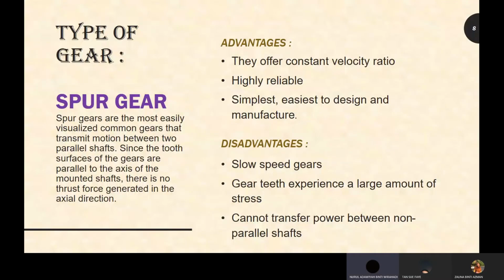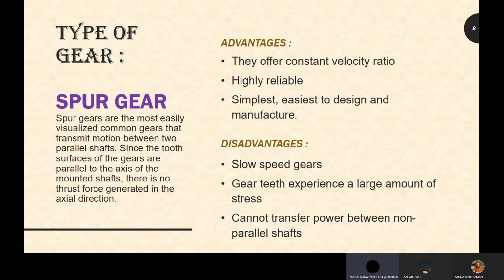Type of gear. Spur gears are the most easily visualized common gears that transmit motion between two parallel shafts. Since the two surfaces of the gear are parallel to the axis of the mounted shaft, there is no thrust force generated in the axial direction. Advantages for this gear are they offer constant velocity ratio, are highly reliable, and are simple, easier to design and manufacture. Disadvantages are slow speed, gear teeth experience a large amount of stress, and they cannot transfer power between non-parallel shafts.